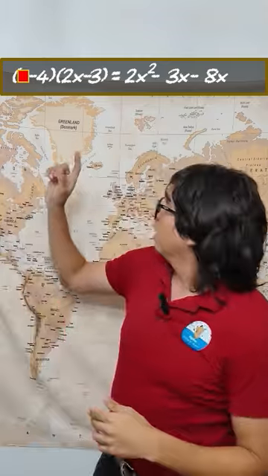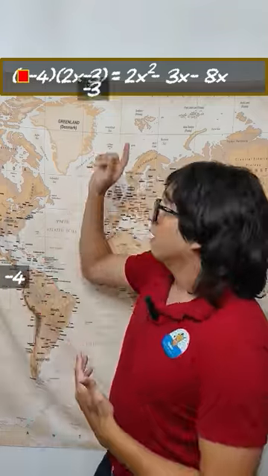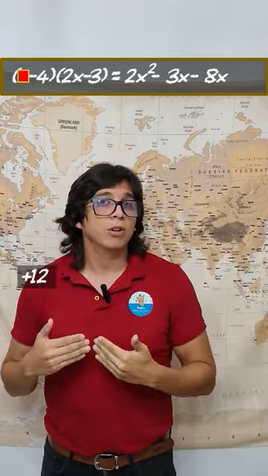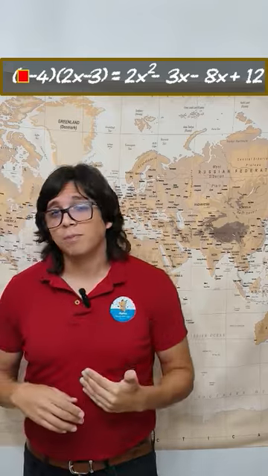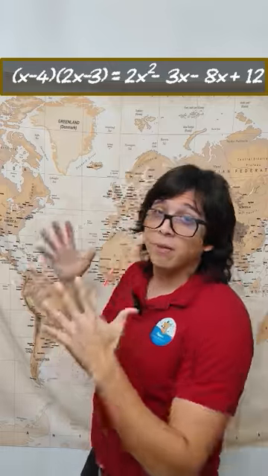Finally, what do we have? The negative 4 from the first parenthesis times the second term in the second parenthesis, which is negative 3. Negative 4 times negative 3 is positive 12, and we move it to our answer. We distributed both parentheses, we multiplied everything.